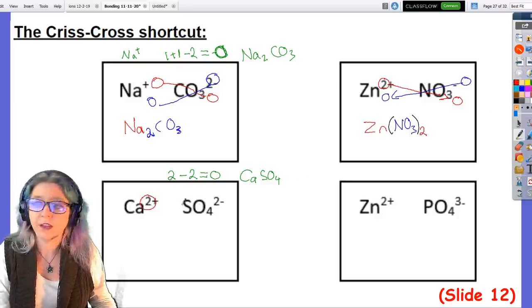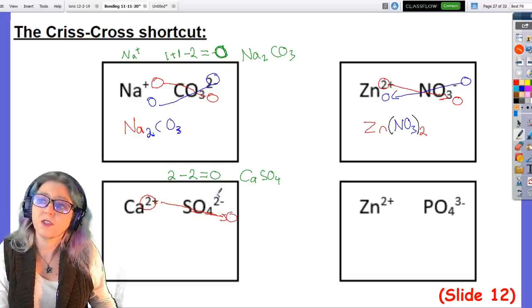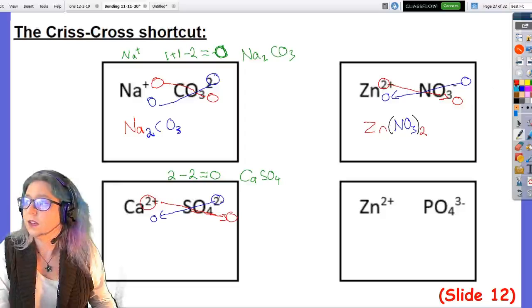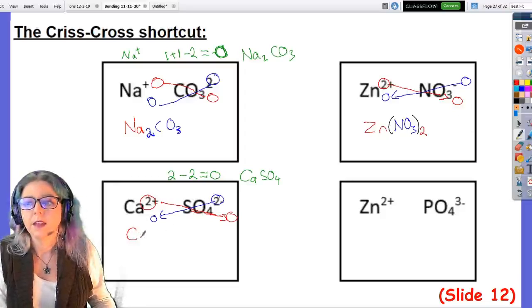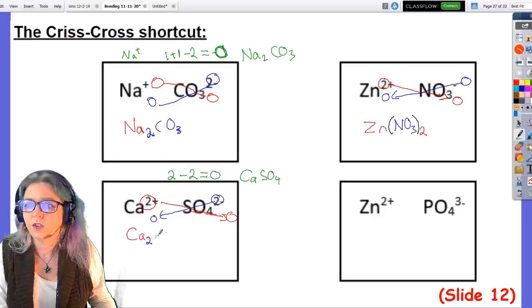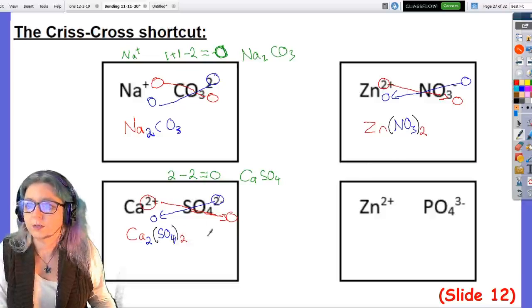Now, if I use my criss-cross rule, it's going to kind of lead me astray, because I'm going to take that 2 from my calcium, bring it down to my sulfate, make that my new subscript, and then I'm going to take the 2 from my sulfate and bring it down to my calcium. So this tells me that my new formula should be, but it's not, Ca2(SO4)2. This is not quite the right answer.